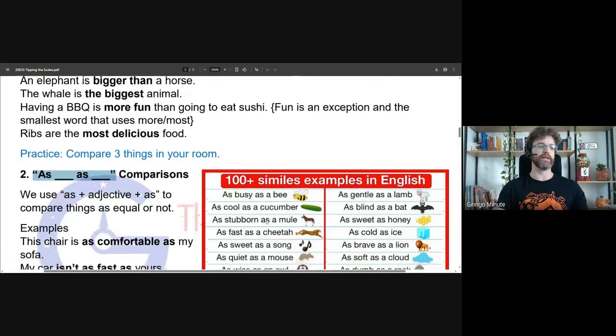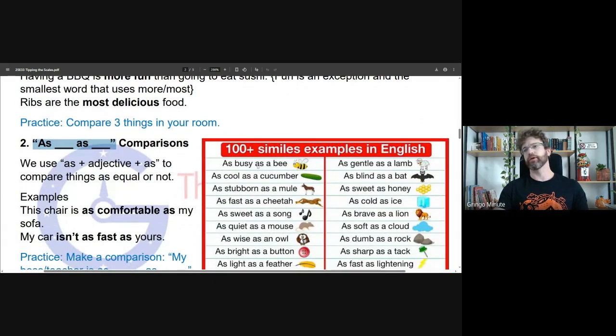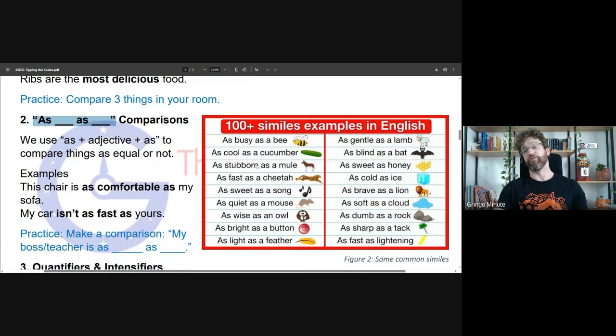And we call these similes when you compare it to something. So these ones are more figurative. As busy as a bee, as cool as a cucumber. I've never understood as cool as a cucumber. Why? Cucumbers are not cool. But we can compare it to something normal. It's as good as that other movie, as delicious as my grandma's chicken. So you can compare it to normal things as well.